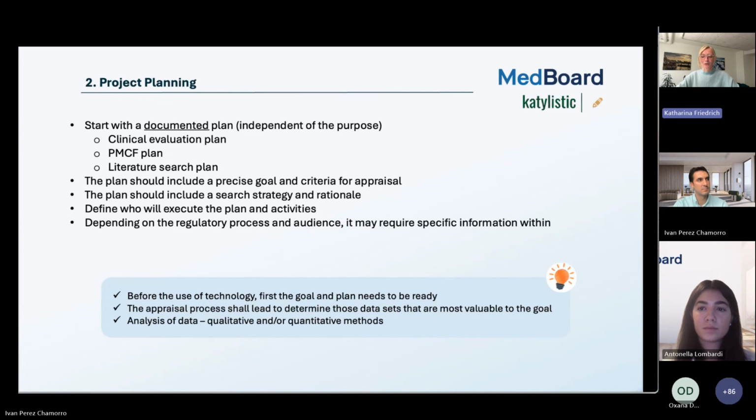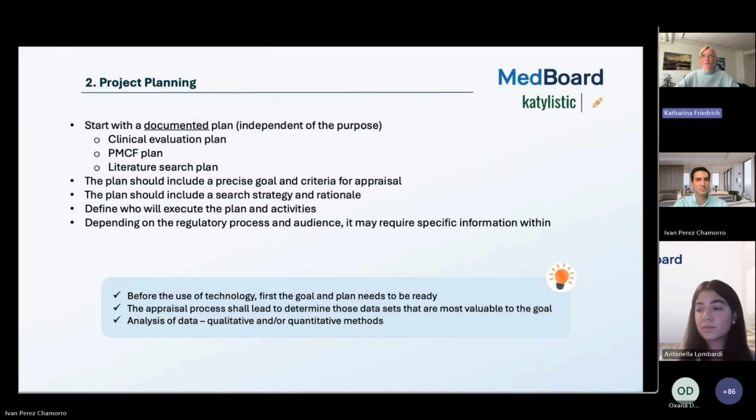So for my planning, I need to define my search strategy and the rationale for it. And I also have to define the scope of the whole project, because of course it makes a difference whether I want to do a systematic literature review for a state-of-the-art evaluation or for product development, because in this case, I usually have a very broad scope.